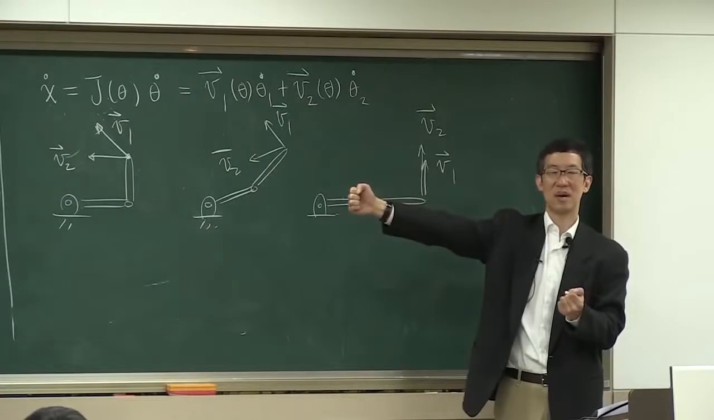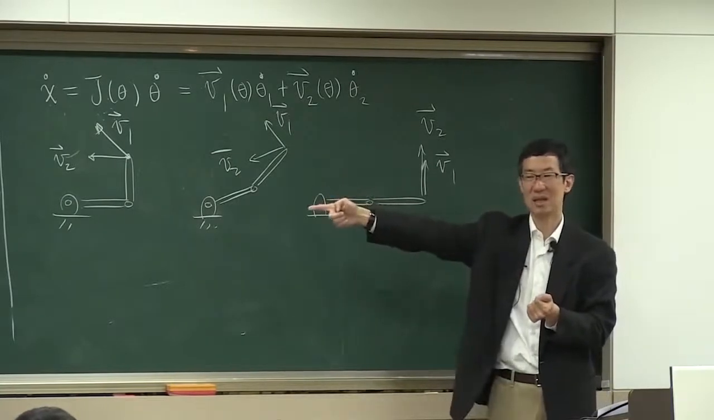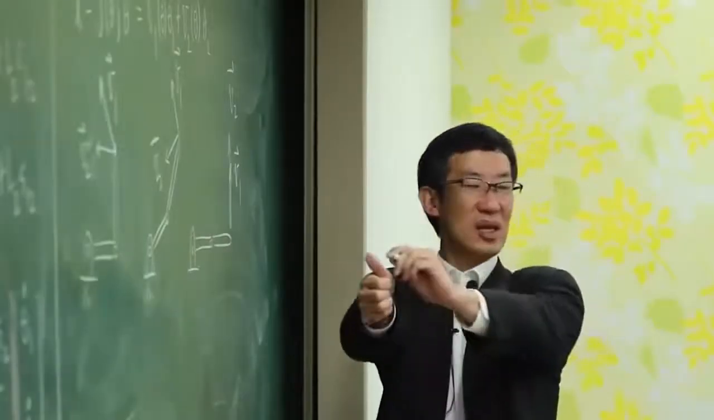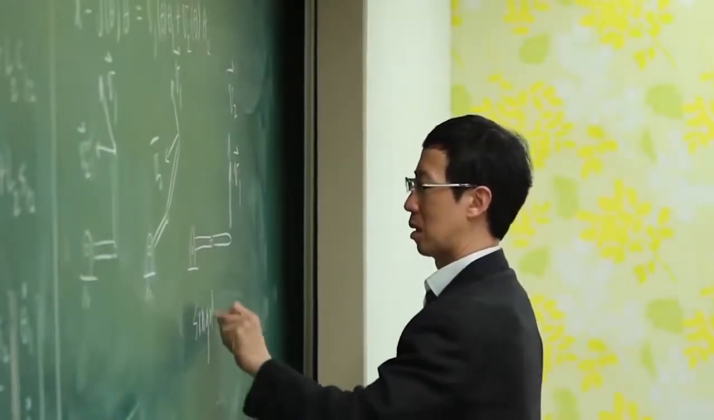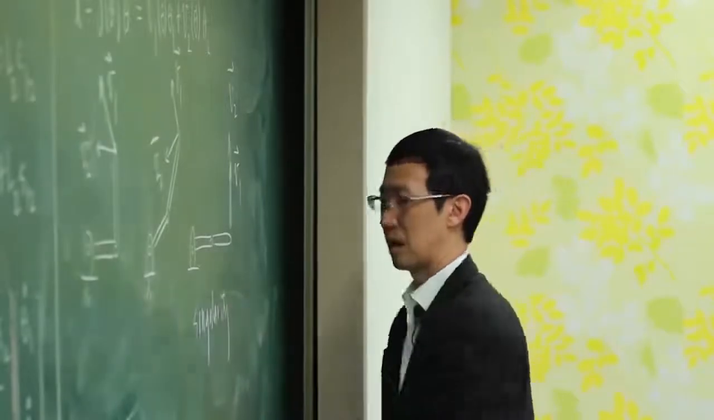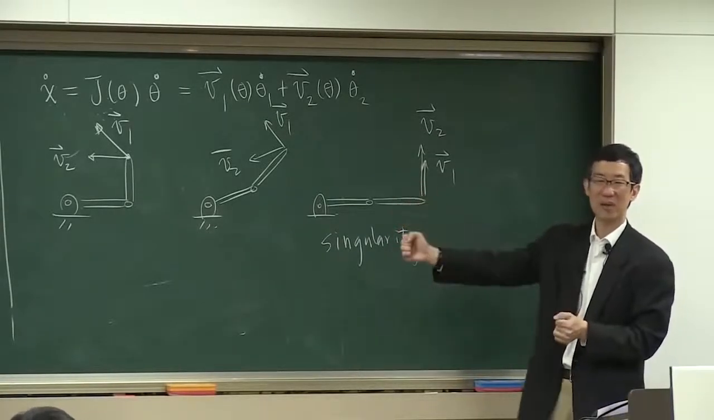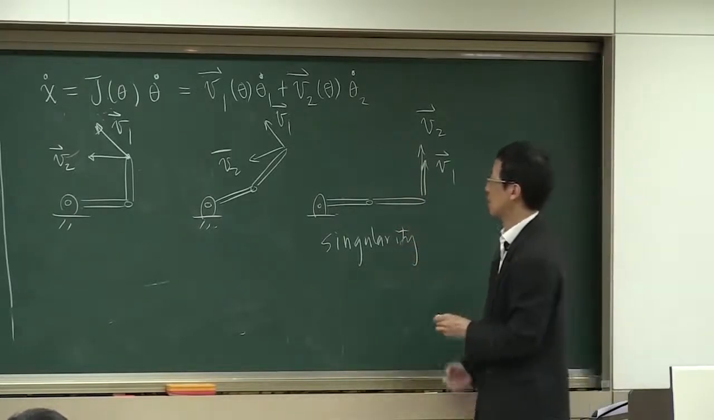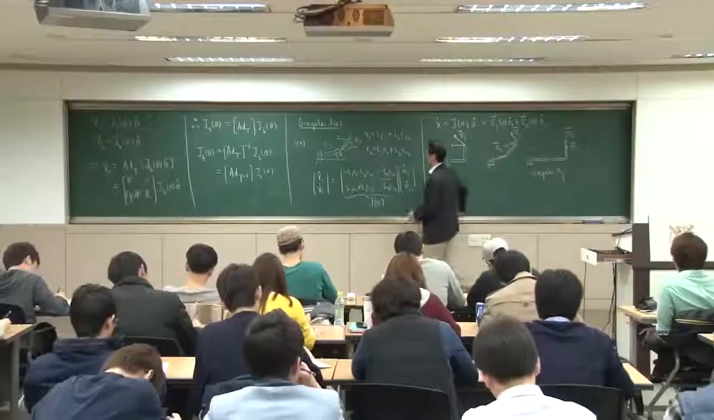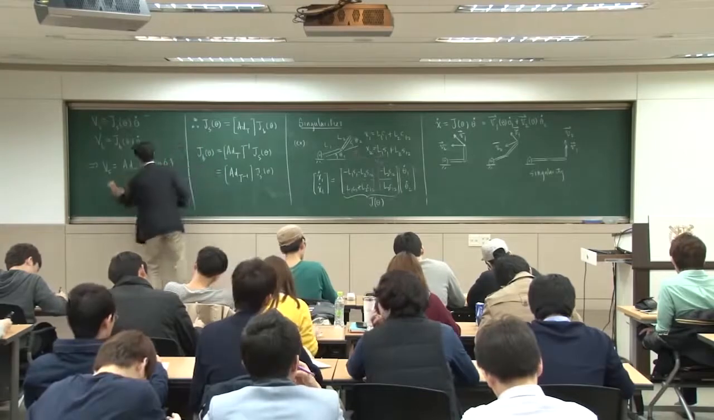If my arm is extended fully and I want to generate a velocity in this direction, I can't. I also cannot generate a velocity in this direction. So this is a singularity. This is a singularity. The end effector loses one or more degrees of freedom of motion. So that's the singularity in the case of a planar two-link open chain.